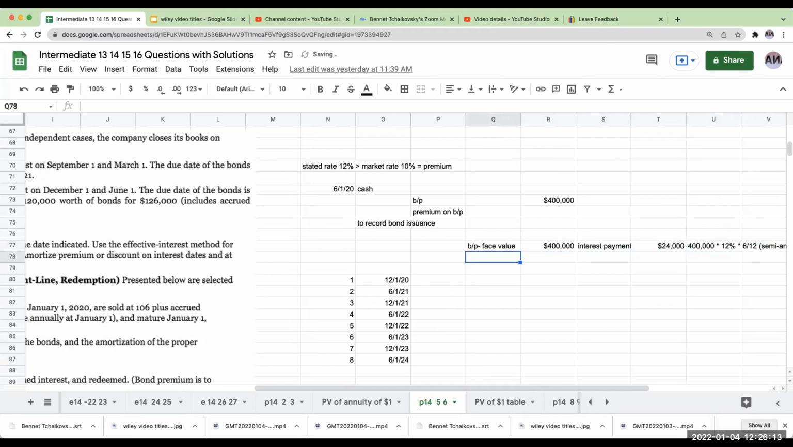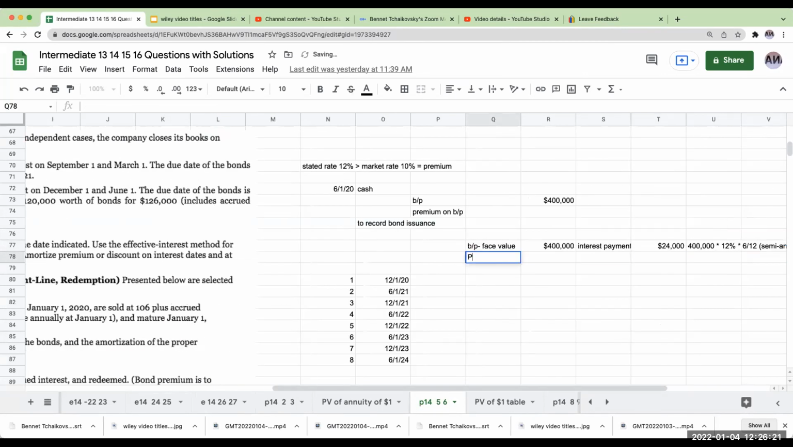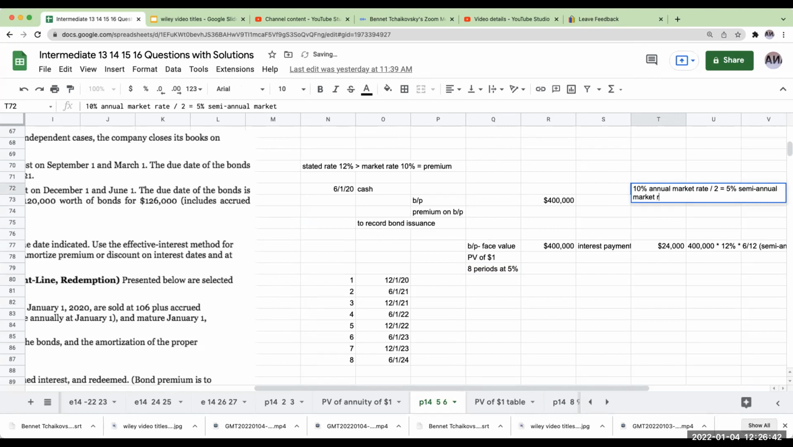Okay, when I go to my tables, for the face value, this is going to be present value of $1. This is going to be 8 periods at 5%. Why is it 5%? The 10% annual market rate divided by 2 is 5% semi-annual market rate. Okay, so this is also going to be over here. This is going to be present value of an ordinary annuity of $1.